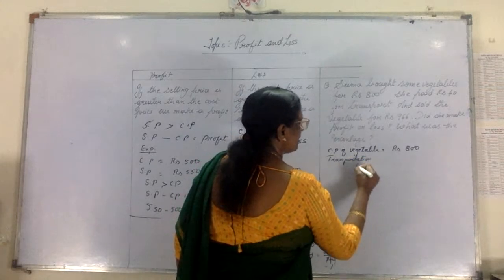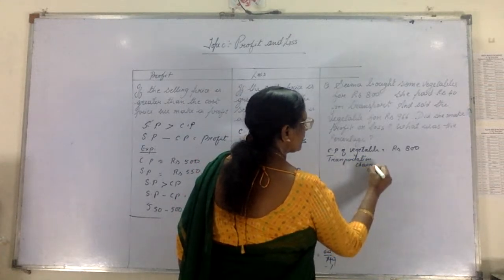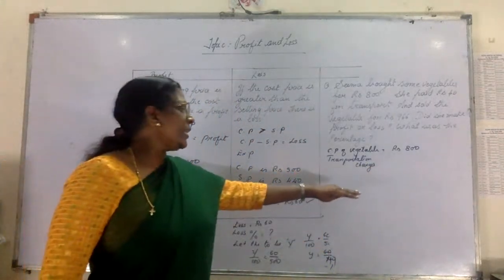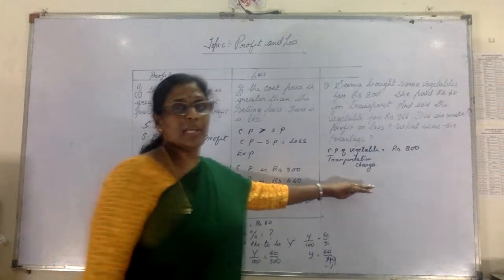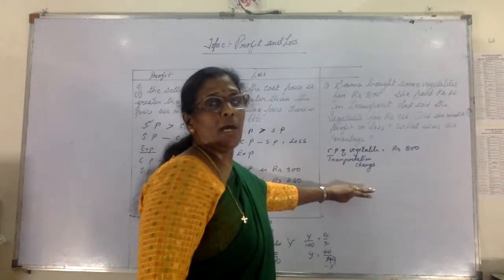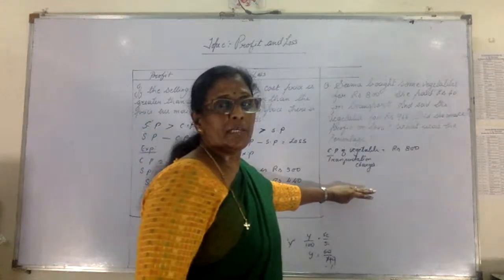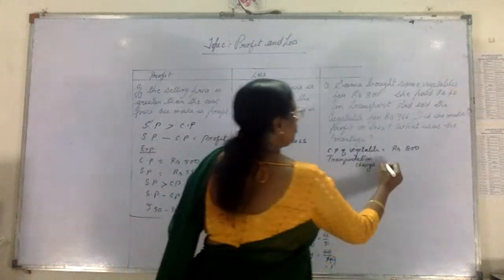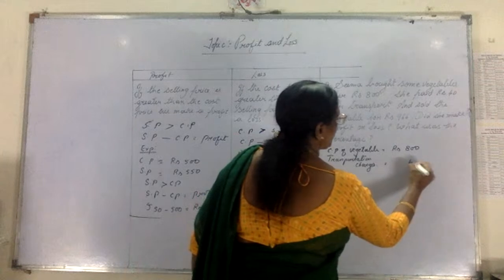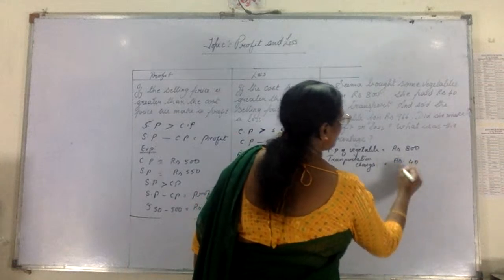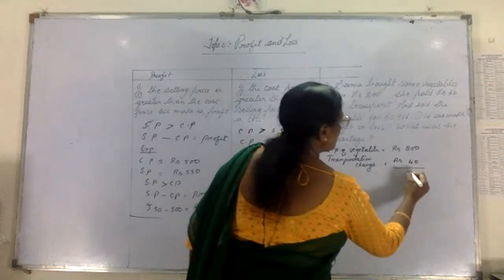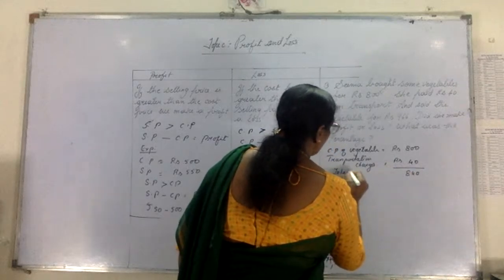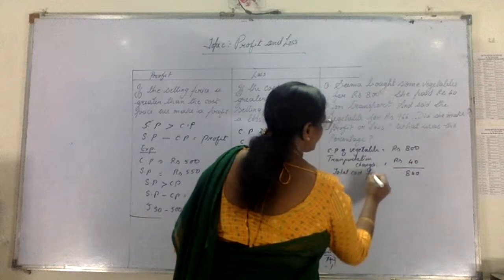Transportation charges, as I already previously explained, all other expenses incurred before selling the good, we have to add to the cost price, then we will get the total cost price. Here she only spent 40 rupees towards transportation. That we have to add to the cost price. That is 840 rupees. This is the total cost price.